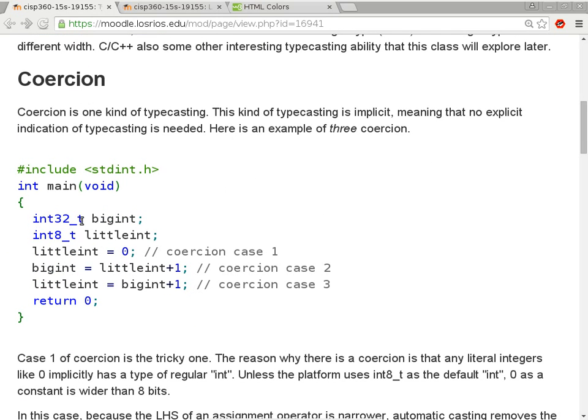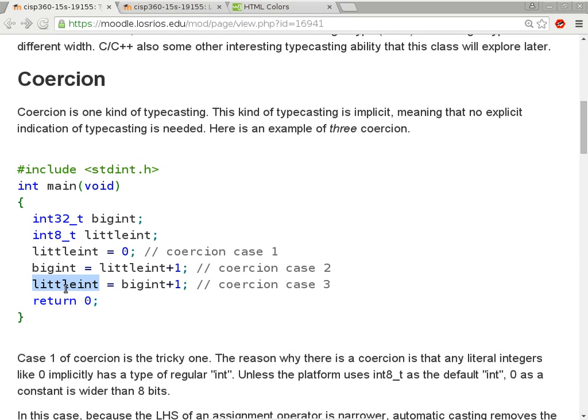So I have one example here. With this single example, I use this type to define big int. Big int is a signed 32-bit integer. We have little int as an 8-bit integer, and I put a 0 into little int, and then I perform some calculation with little int and store that into big int, and then I do something with big int and store that back into little int. Even to us, it doesn't look like there should be a lot of problems. Well, I wouldn't call those problems, but there are some issues that need to be dealt with.